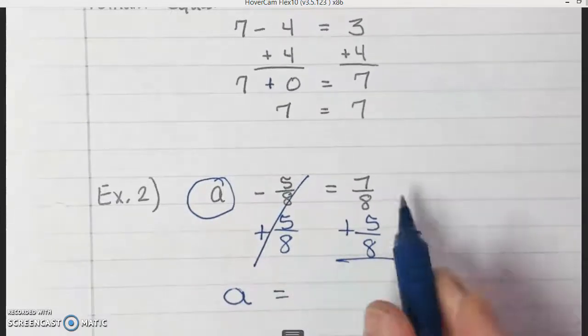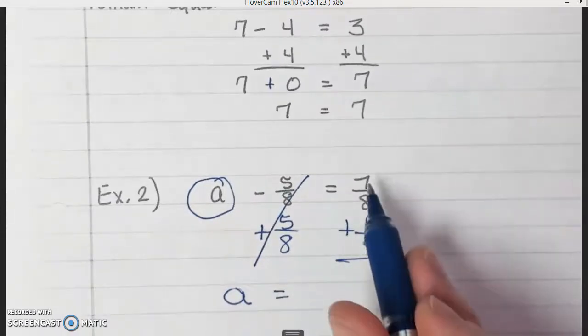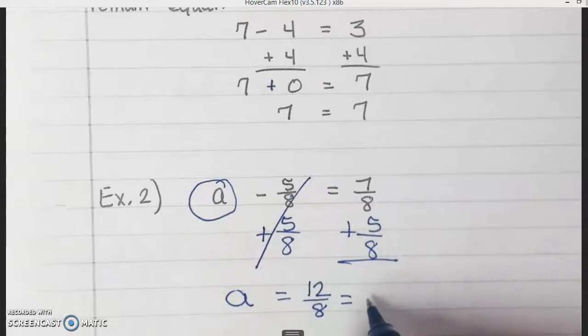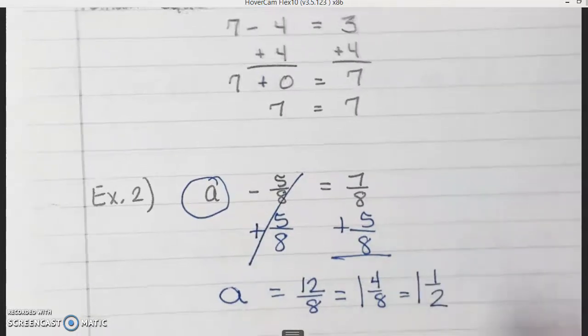So fortunately I have that common denominator already. 7 plus 5 is 12, so I get 12/8. And if I write that as a mixed number, that's 1 4/8. And if I simplify that, what would that be? 1 1/2.